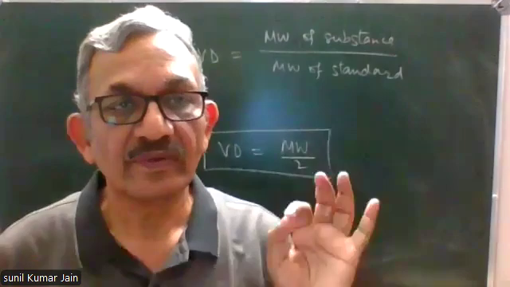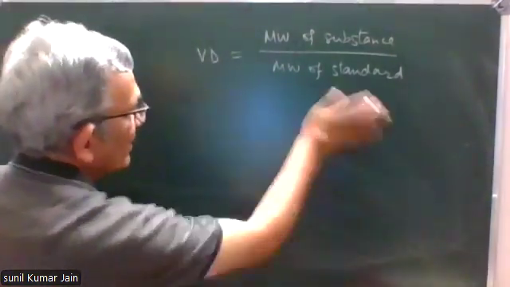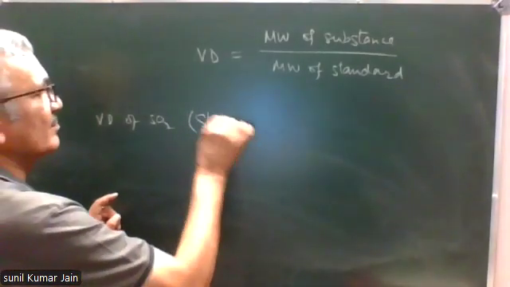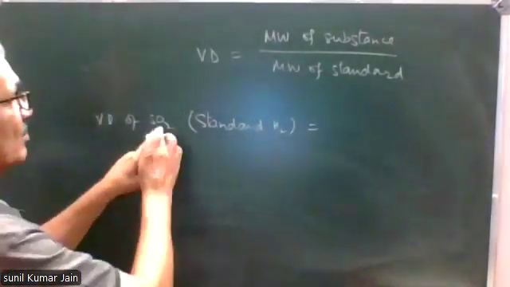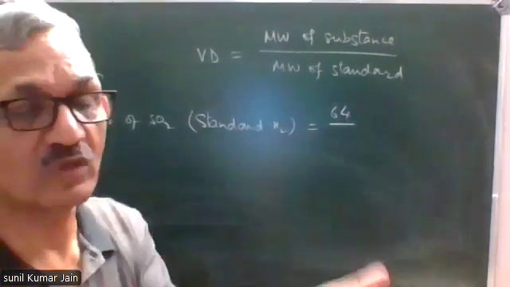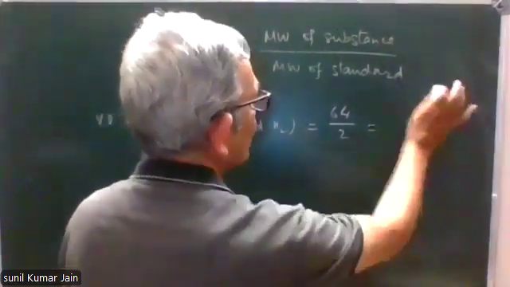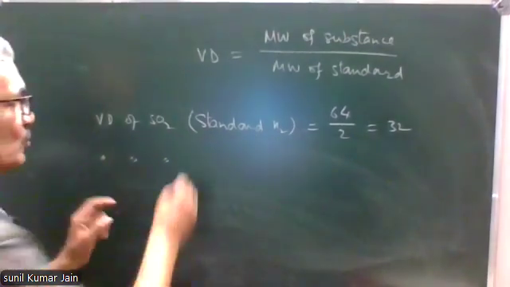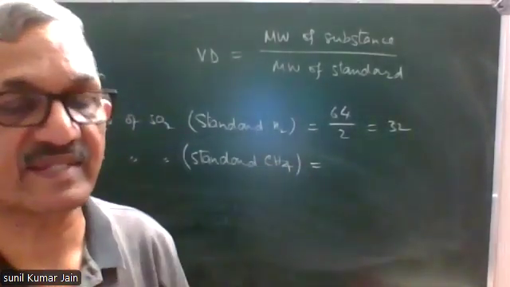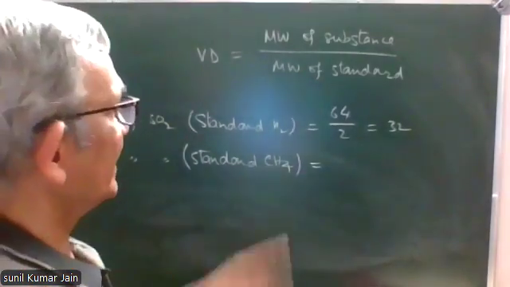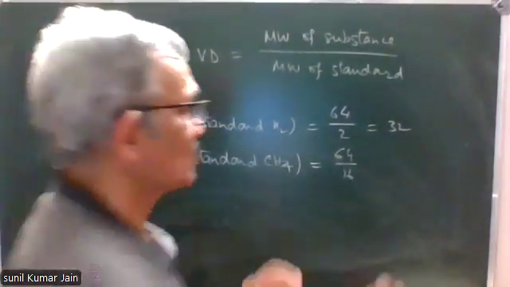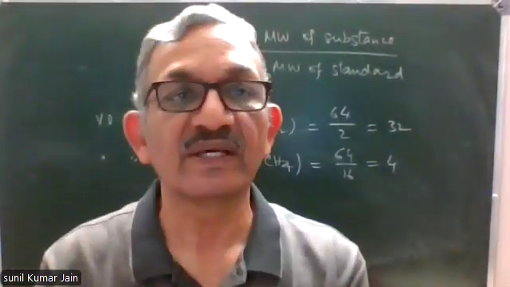For example, vapor density of SO2, standard hydrogen, is equal to the molecular weight of SO2, which is 64, divided by the standard, which is hydrogen. If you do not specify, it's hydrogen. So this will be 32. Vapor density of SO2, if I take methane as the standard, will be the molecular weight of SO2 divided by the molecular weight of methane. The molecular weight of methane is 16, right? So in that case, the relative vapor density of sulfur dioxide will be 4.